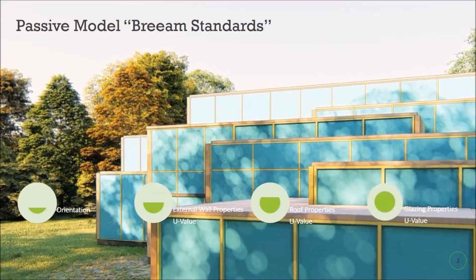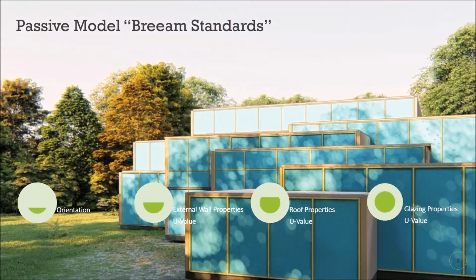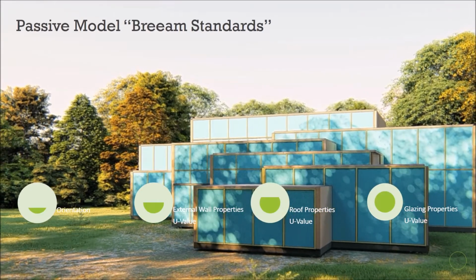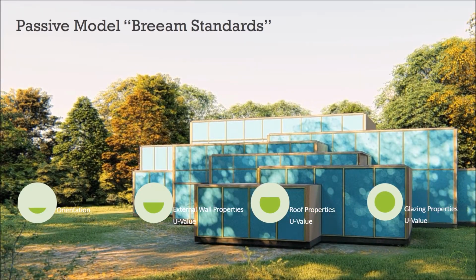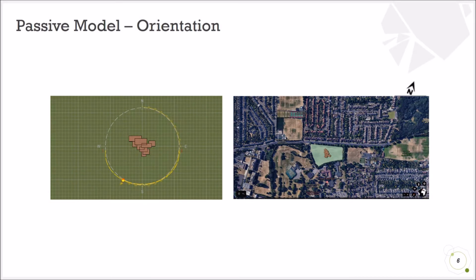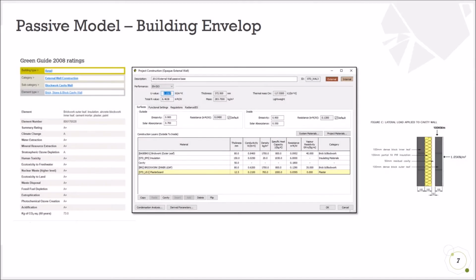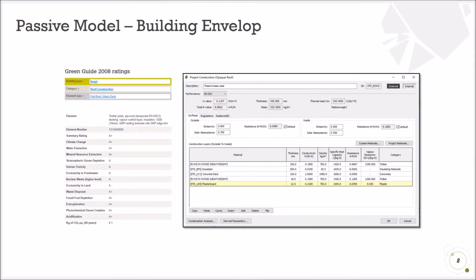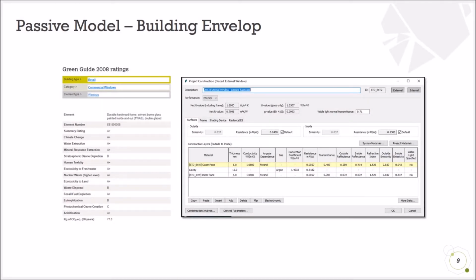For the passive model, 4 main components are improved based on BREEAM standards: the orientation of the building, external wall properties, the roof properties, and the glazing U value. First, the passive model is oriented towards the south. The external wall is improved to blockwork cavity wall construction with improved U value of 0.15. For the roof, the flat roof warm deck system is implemented with U value of 0.11. For the external glazing, double glazing is implemented with the addition of argon gas in the cavity.